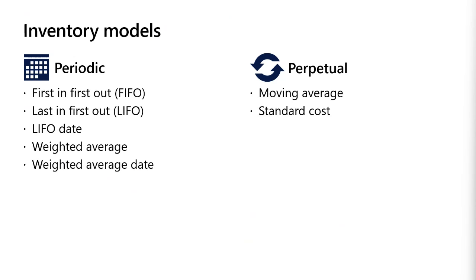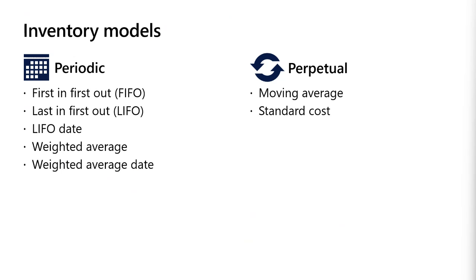While there are two perpetual models called moving average and standard costing. These costing models do not use the running average when posting transactions in real time. We will be taking a much closer look at these in part 2 and 3 of the Inventory Costing Tech Talk series, but for now, let's just keep it with a high-level overview.